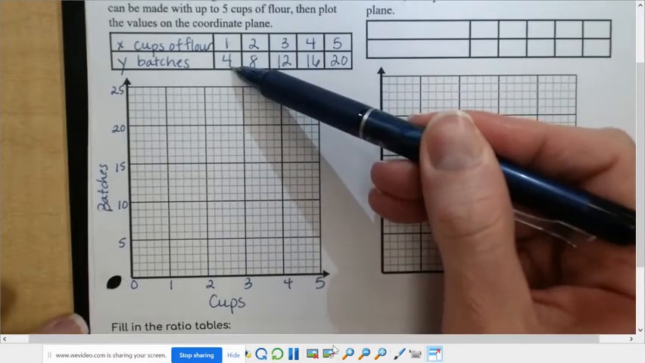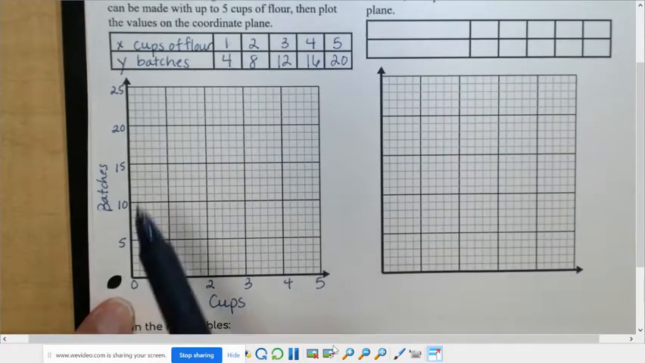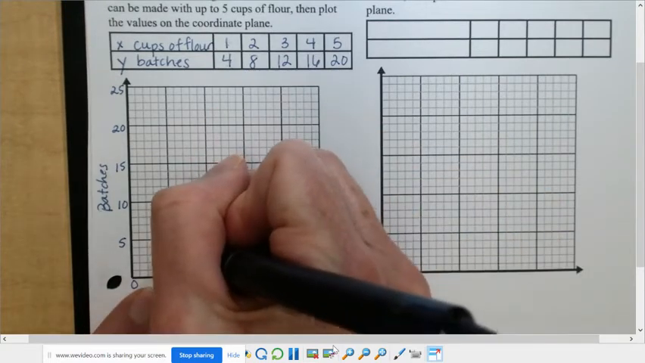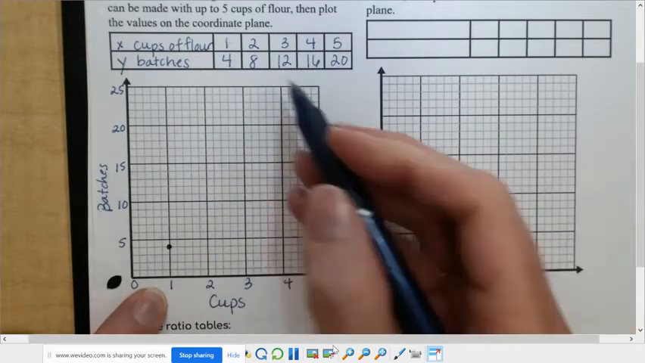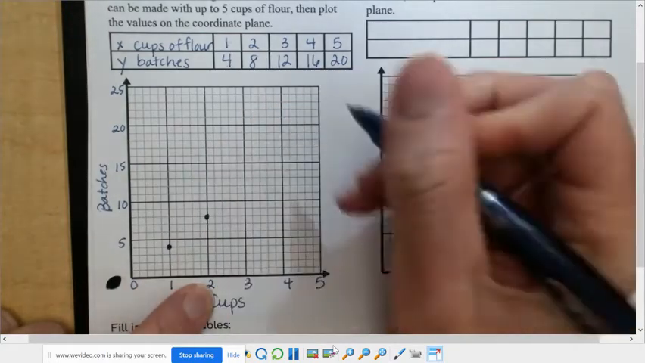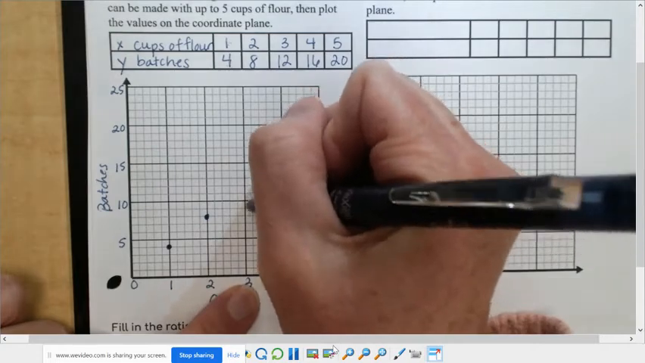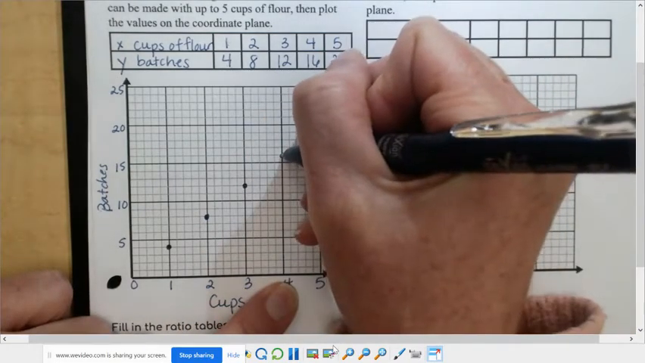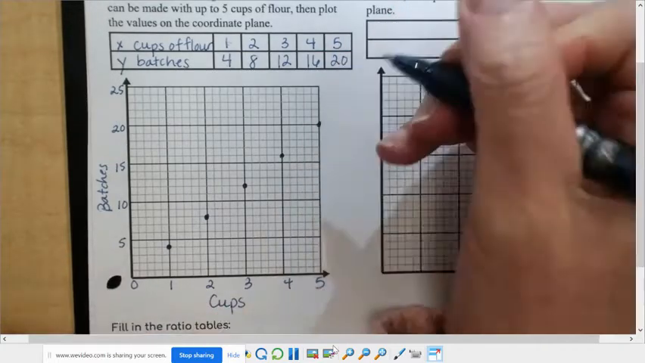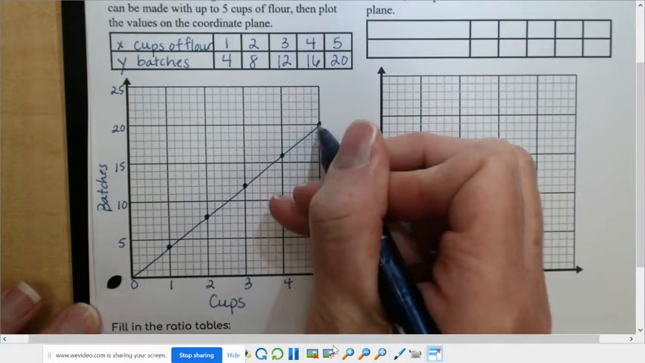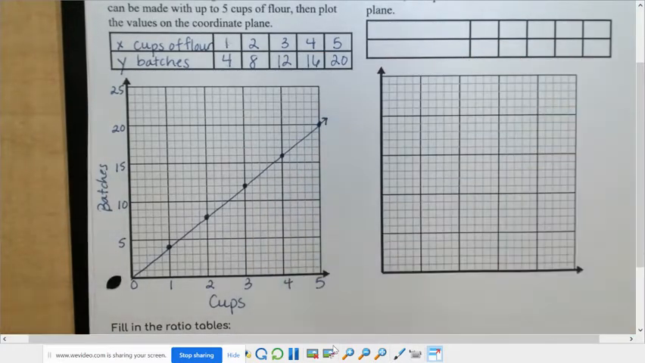So for instance, 1, 4. That's my cups of flour is the 1, batches is 4. So 1 cup to 4 batches. And then I'll just graph accordingly. So 2, 8, 3, 12, 4, 16, and 5, 20. And then I'll draw my line through my points.